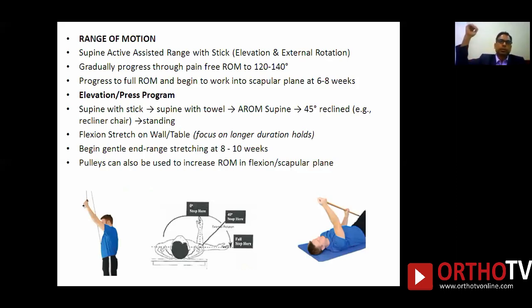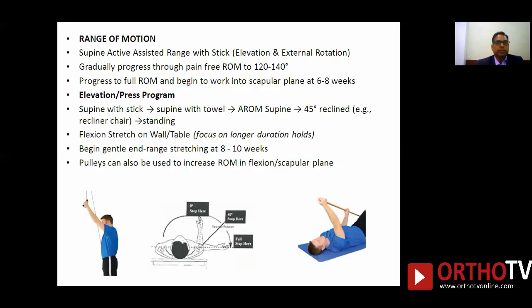Gradually progress the range of motion from 120 to 150 degrees, then progress to full range of motion and begin to work in the scapular plane at 6 to 8 weeks. Supine stick, supine towel, active range of motion supine, 45-degree recline, and standing. This schedule can be started step by step. Initially supine stick, then supine with a towel, then active range of motion in supine position, then in 45-degree recline position, and then in standing.